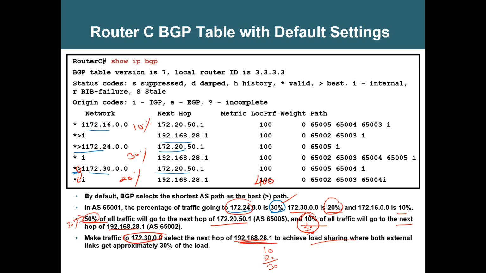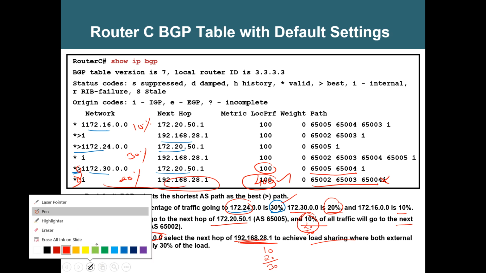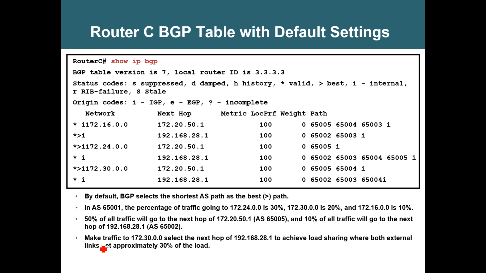Simple. Local preference comes before AS path. Before AS path comes local preference. So it won't check this one. It will check this. Compared to this, this is bigger. So the greater than symbol will switch here. That's what we are going to achieve. For that, we are going to use a route map.